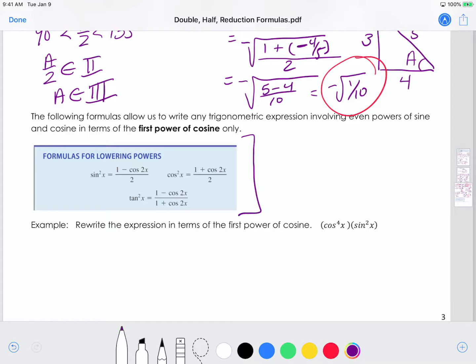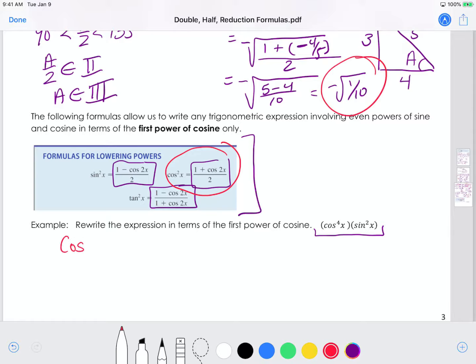So in this example, it says rewrite the expression in terms of the first power of cosine. If you notice, all of my formulas have cosine in them, which is great because that's what we're looking for. However, I don't have a formula for cosine to the fourth here. So what I'm going to do is rewrite cosine to the fourth as cosine squared times cosine squared, so we can use this formula here. So first I'm going to rewrite this as cosine squared x times cosine squared x times sine squared x.